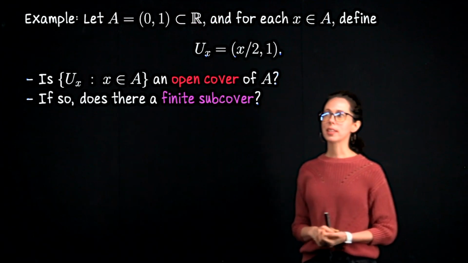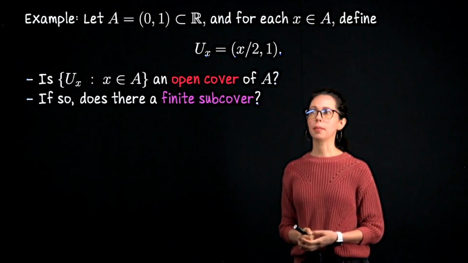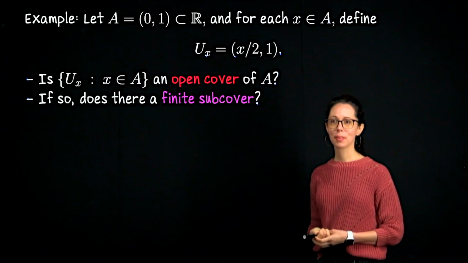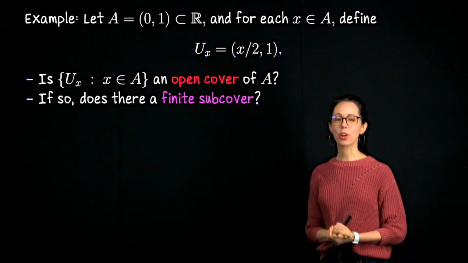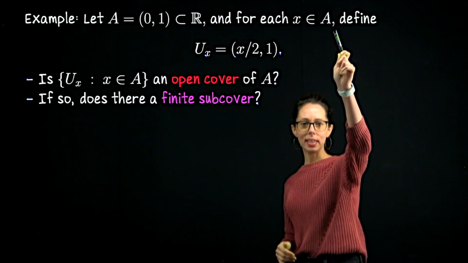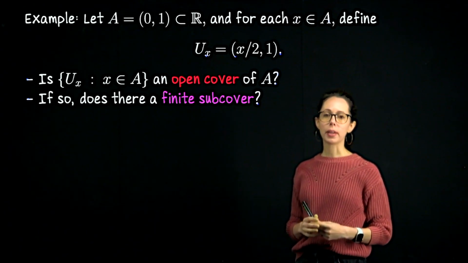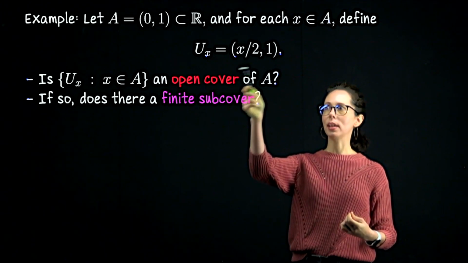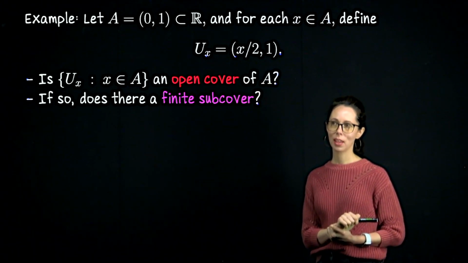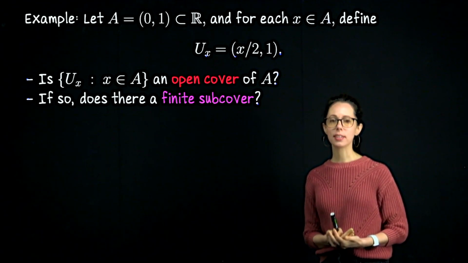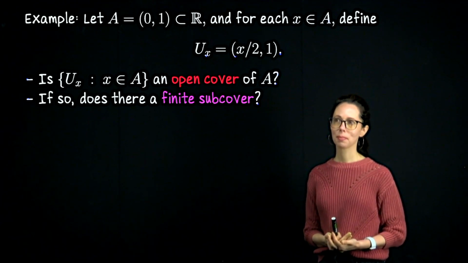In this example, consider that we are working on the real number line with the set A, which looks like the open interval from 0 to 1. I propose this as an open cover of the set, although we will verify that. For each x in A, design an open interval, which we will denote as u sub x, consisting of the points between x over 2 and 1. Is this an open cover of the set A, and does it yield a finite subcover?